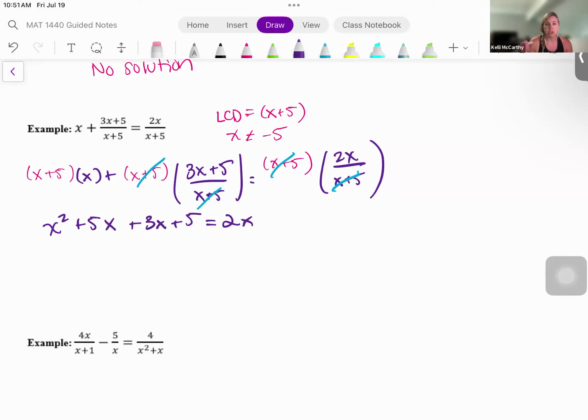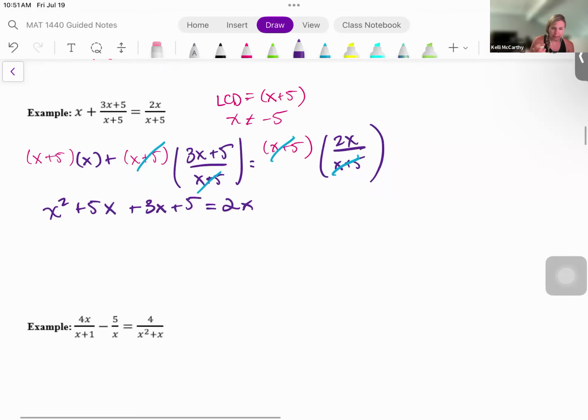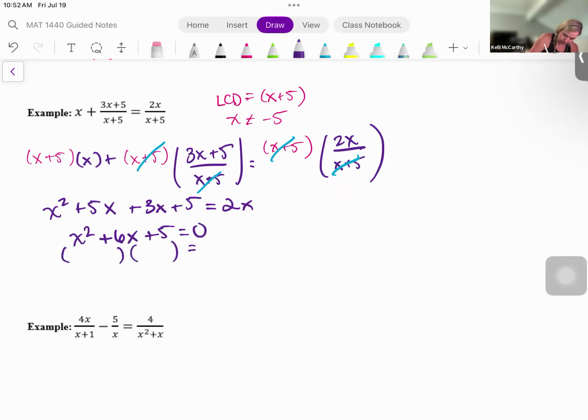Observing that x squared term, I'm thinking this is a quadratic, so my go-to technique is to set this equal to 0. So I'm going to combine like terms and set this equal to 0 all in one step. So we've got x squared plus 5x plus 3x is 8x, but then I'm going to subtract the 2x, so we get plus 6x plus 5 equals 0. We're going to try factoring first. Factors of 5 that sum to 6: 5 and 1, both positive.